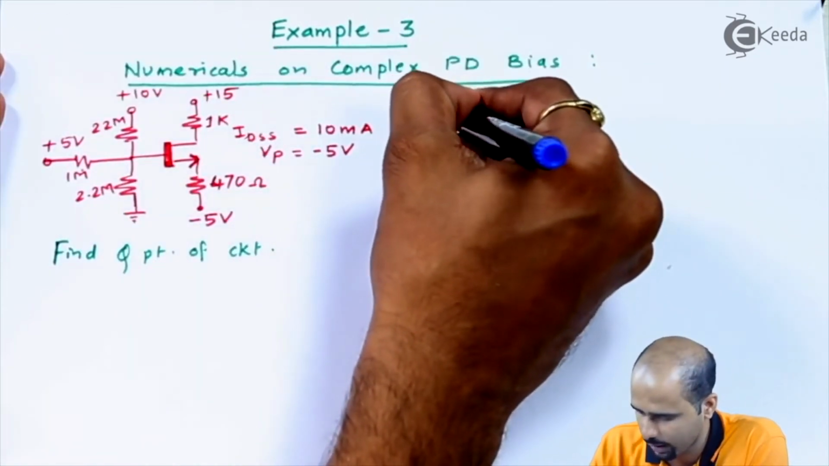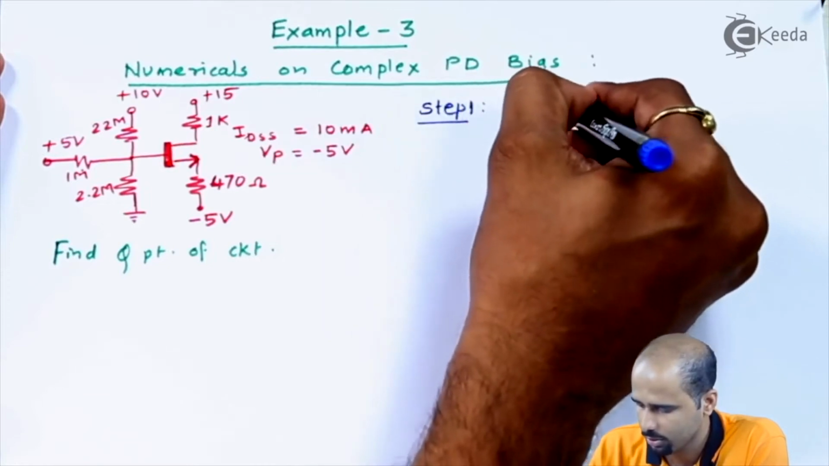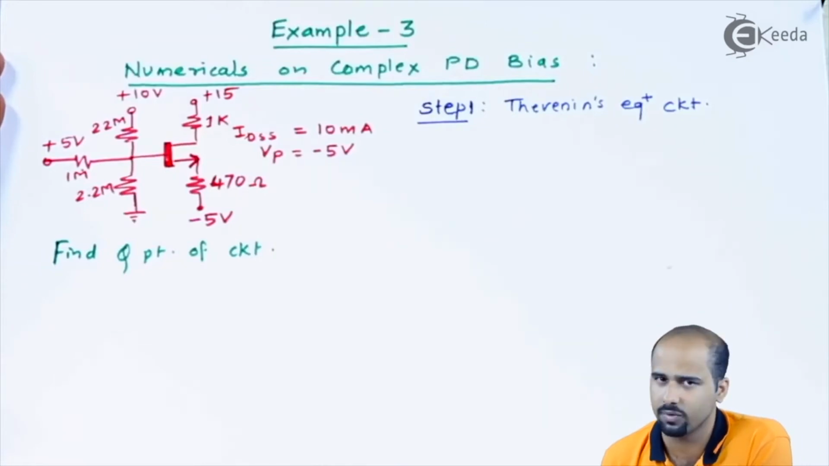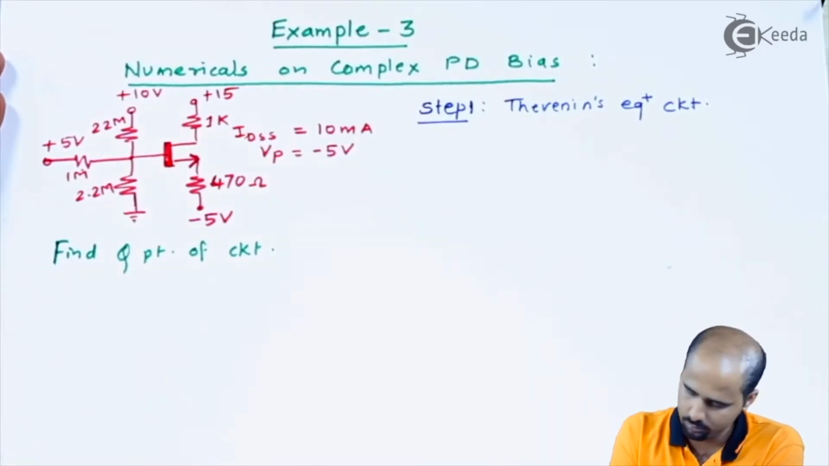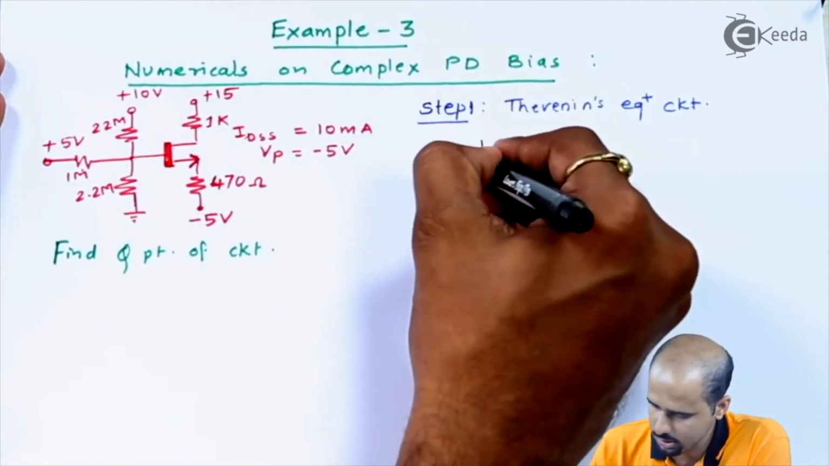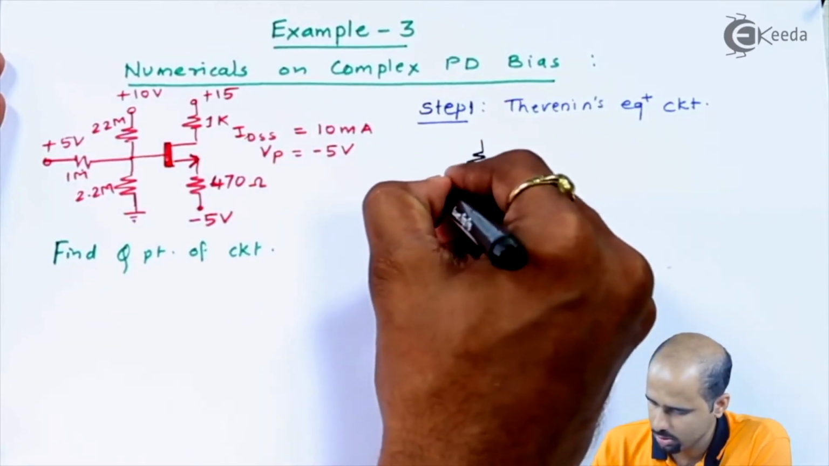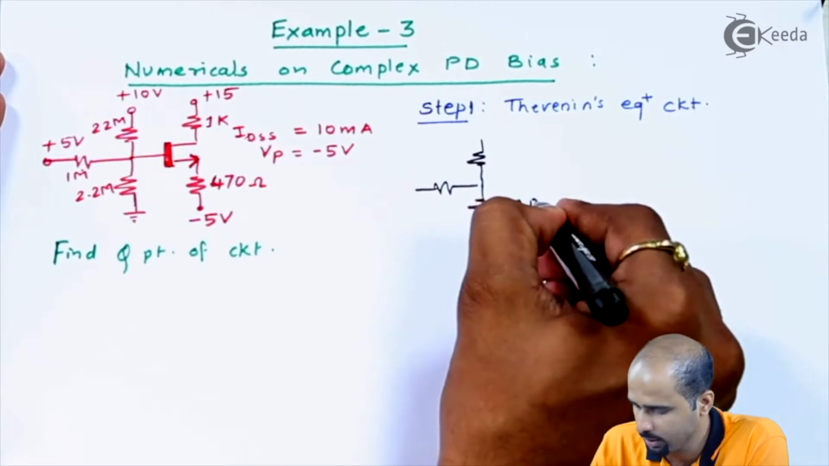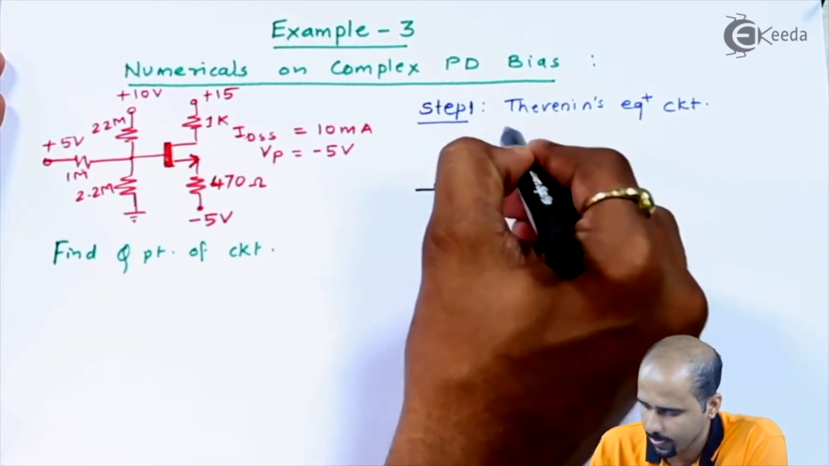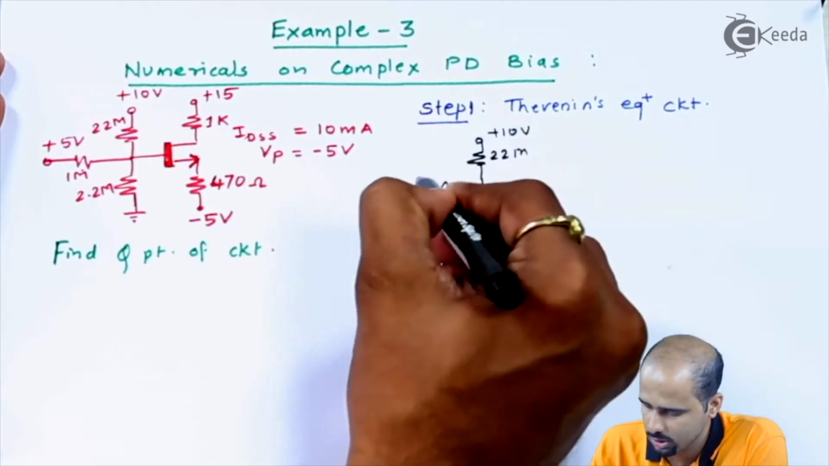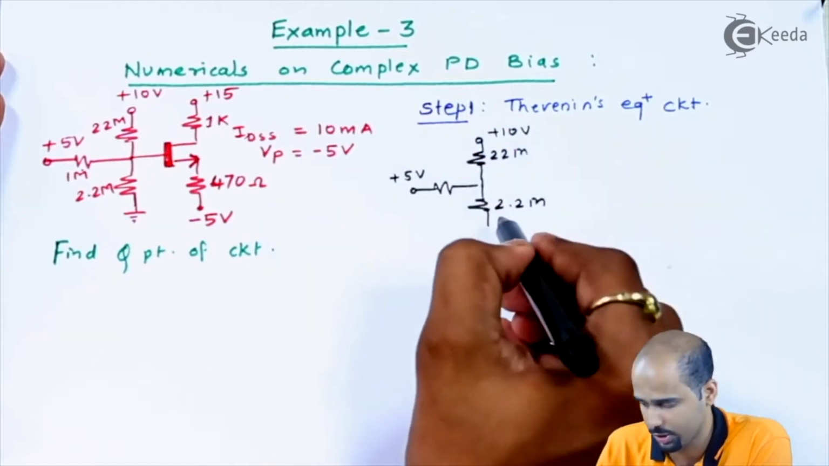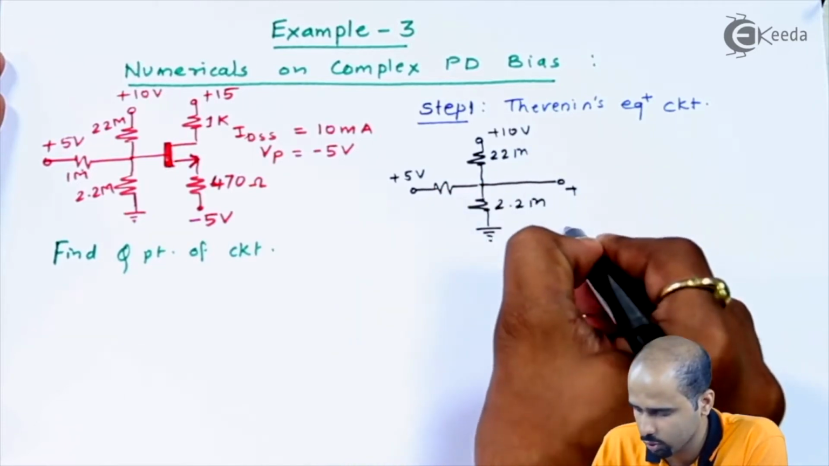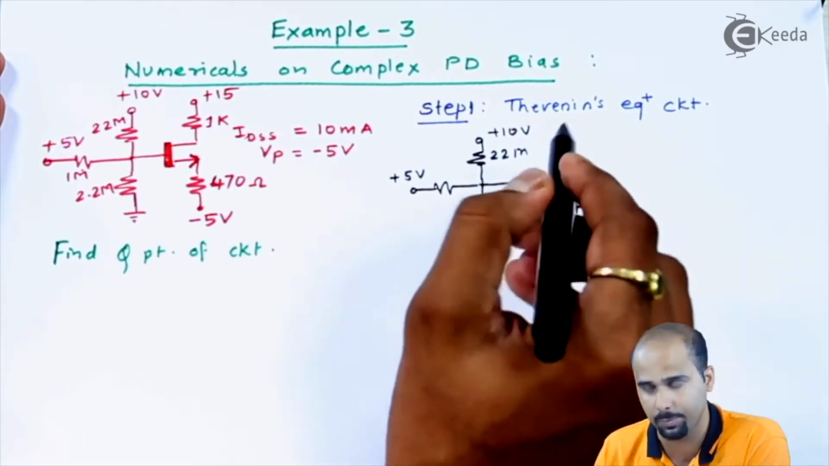In step number 1, here we will find Thevenin's equivalent circuit. I know this is the complex circuit I have, having the values 2.2 mega, 22 mega. This is plus 10 volts, this is plus 5 volts, and this is connected to the ground. We just want to find the value of VTH. That is the first step, right?